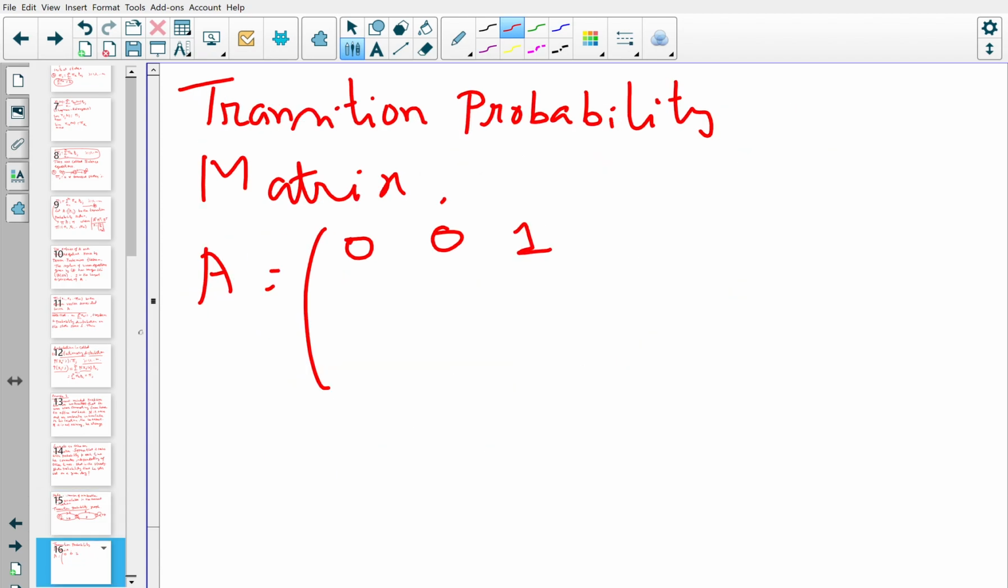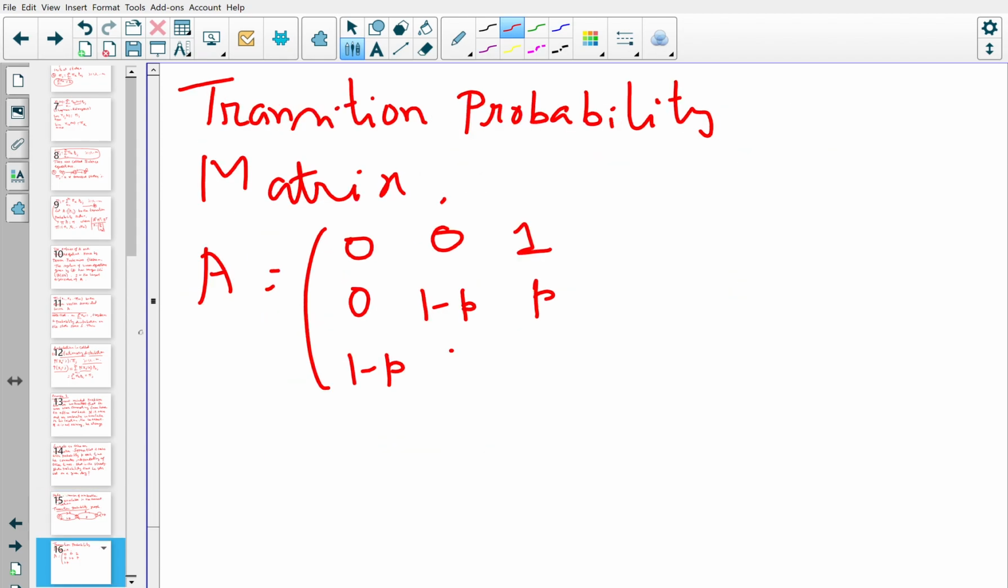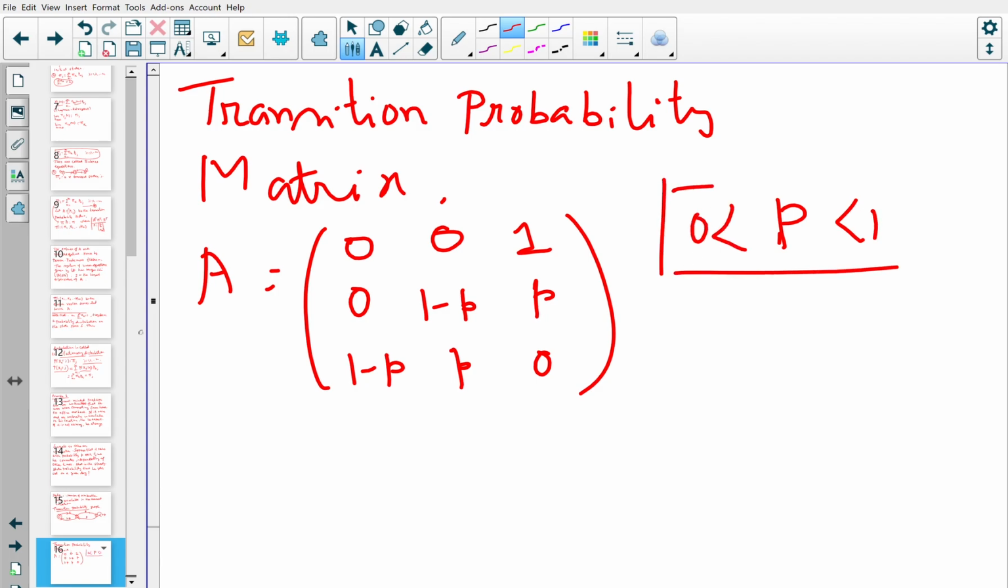Clear? Similarly, 1 to 0 is 1 minus p, 1 to 1 is 1 minus p, and 1 to 2 is p, and similarly 2 to 0 is 1 minus p, 2 to 1 is p, and 2 to 2 is 0. Okay, so this is a transition probability matrix. And obviously I am assuming that p, being a probability, is in between 0 and 1. So this is the assumption also.